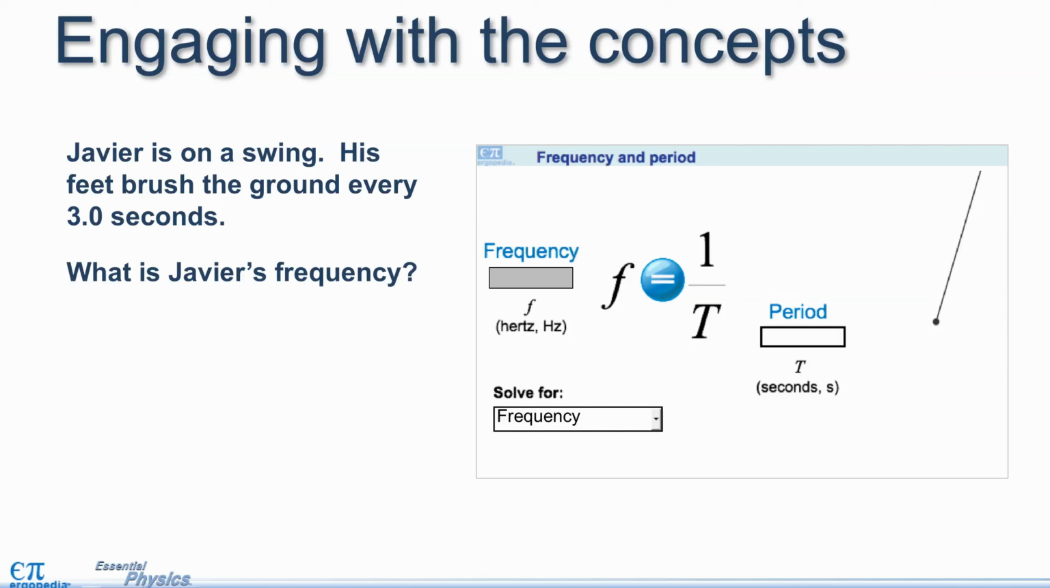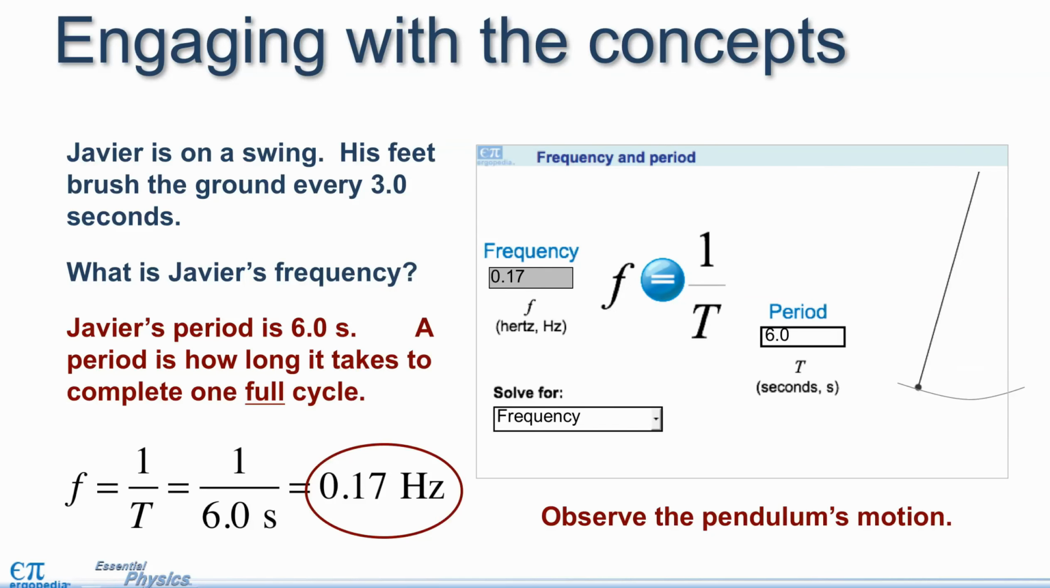So, I made a little mistake there. If you think about this, the feet brush the ground every 3 seconds. So draw yourself a little picture of the feet brushing the ground. They're going to brush the ground on the way there, and then brush the ground on the way back. And so that's actually going to mean that it takes 6 seconds to complete a full oscillation.